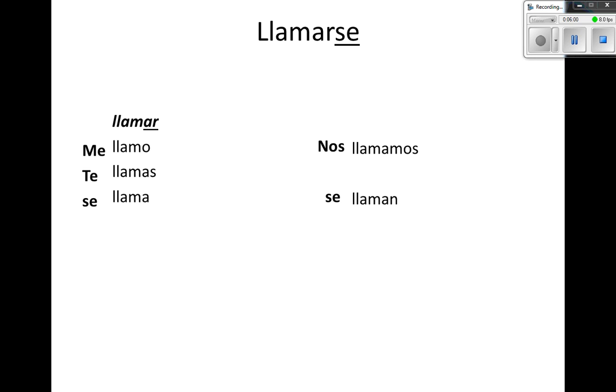The se is used a lot. It's used in the infinitive form to call oneself. It's used as the pronoun himself, herself, yourself, themselves, or yourselves. So we get a lot of mileage out of that pronoun se. Okay? So that's just how you conjugate the verb. Now, we don't go around in life just conjugating verbs. So we use them in sentences. So let's take a look at how we use them in sentences.